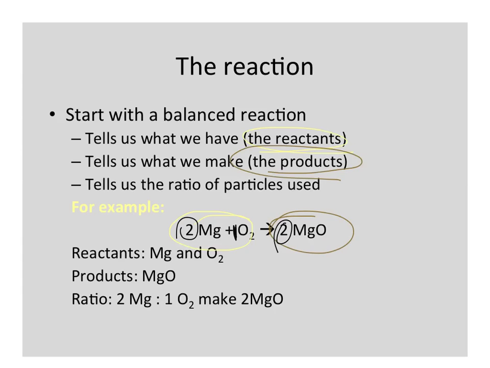So in our example, 2 Mg plus O2 gives us 2 MgO. Our reactants are Mg and O2. Our product is MgO. We use 2 Mgs and 1 O2 to make 2 MgOs. So our ratio is 2 to 1 on the Mg to O2, and then it's 2 to 2 for the Mg to MgO, and it's 1 to 2 for the O2 to MgO.